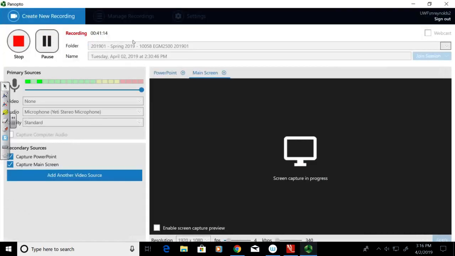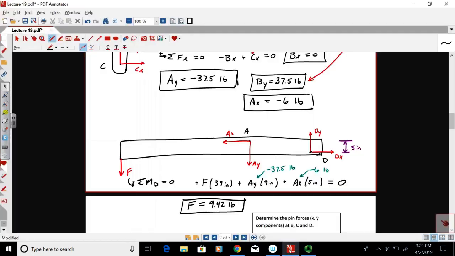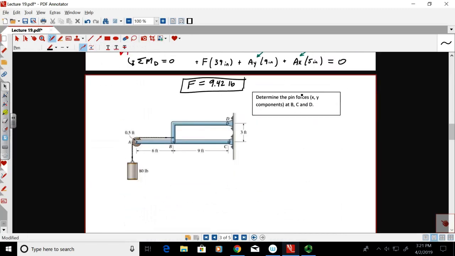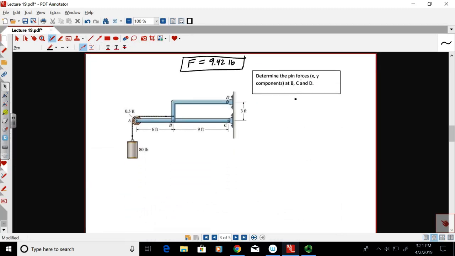Okay. Can I pause this? Looks like I can. Okay. Hopefully this is working. All right, I want to do one more. And like I said, the next few we'll do on Thursday, next class.